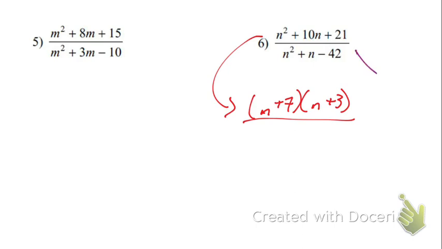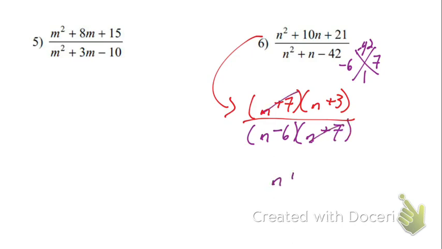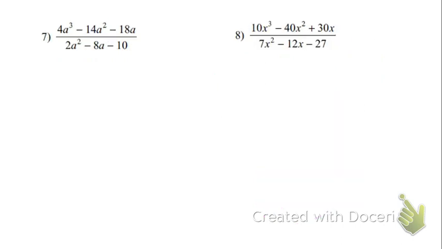And then here, two numbers that multiply to negative 42 and add up to a positive 1. If I do 6 and 7 but make the 6 negative, this would be n minus 6, and then n plus 7. That means those n plus 7s go away. My answer is going to be n plus 3 over n minus 6. Done. Now they get more difficult.